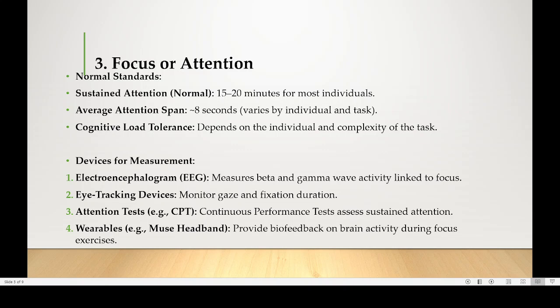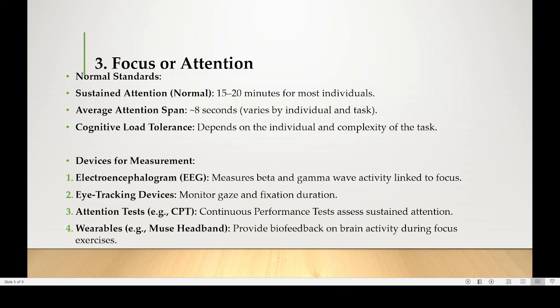Then we have what are the devices for measuring this problem. So here we have already electroencephalography that can measure whether your brain is in beta waves, gamma waves. Beta and gamma waves are the high intensity brain waves. See here you can see that during beta waves and gamma waves your brain is very actively working.